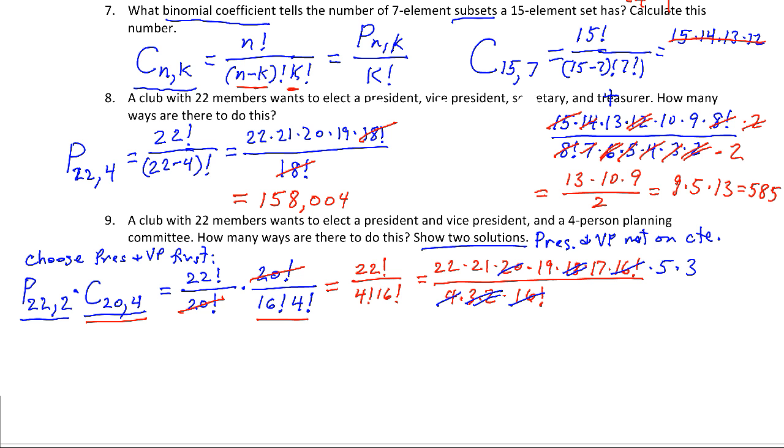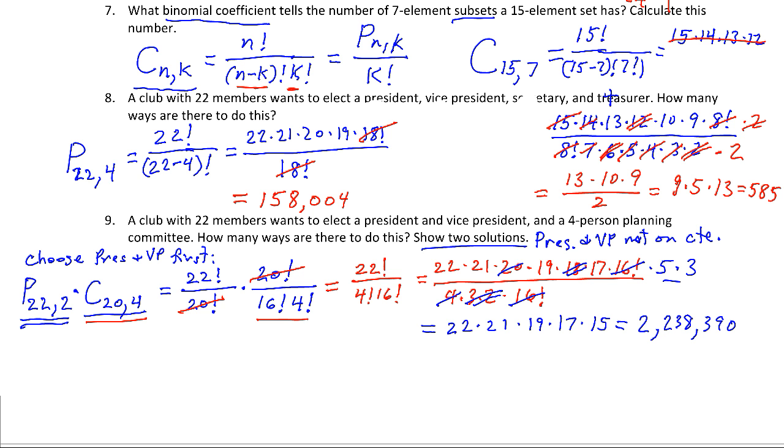And if you multiply this all out, let's see, what do we get? All of the denominator is completely gone now, so I get 22 times 21 times 19 times 17 times 15. 3 times 5 is a 15. If you multiply this all out, you get 2,238,390 ways of choosing the president, vice president, and then 4 committee members from the others.